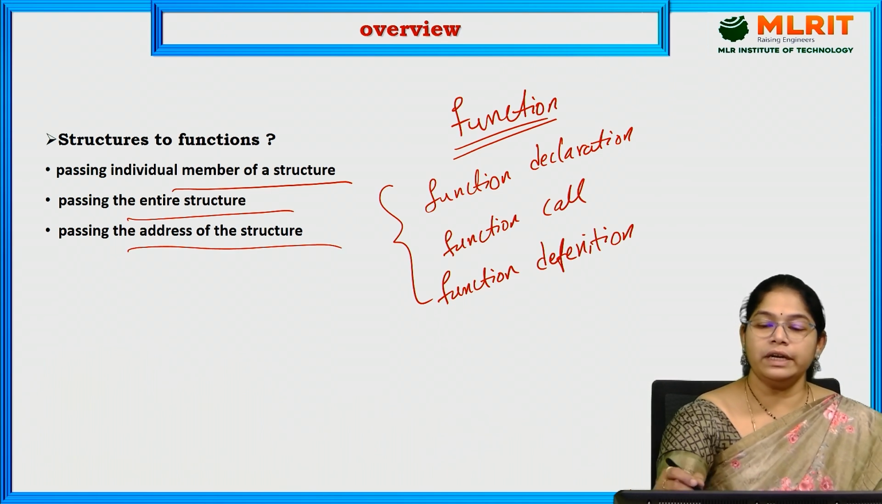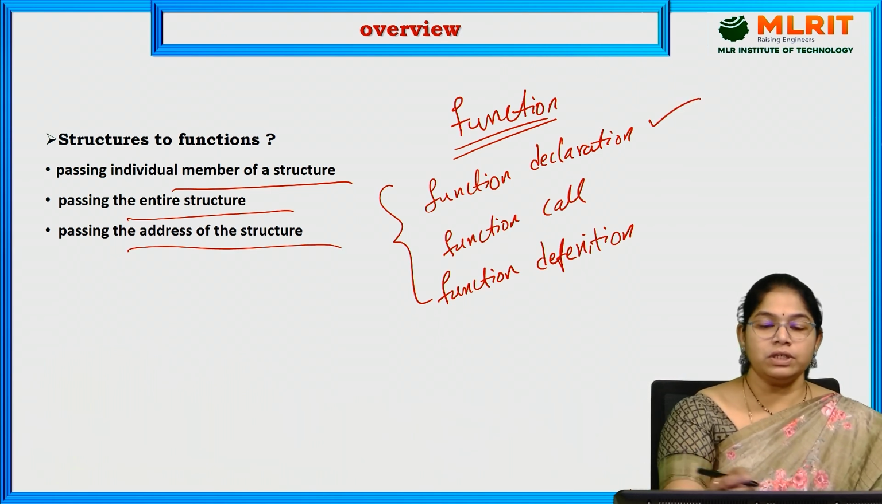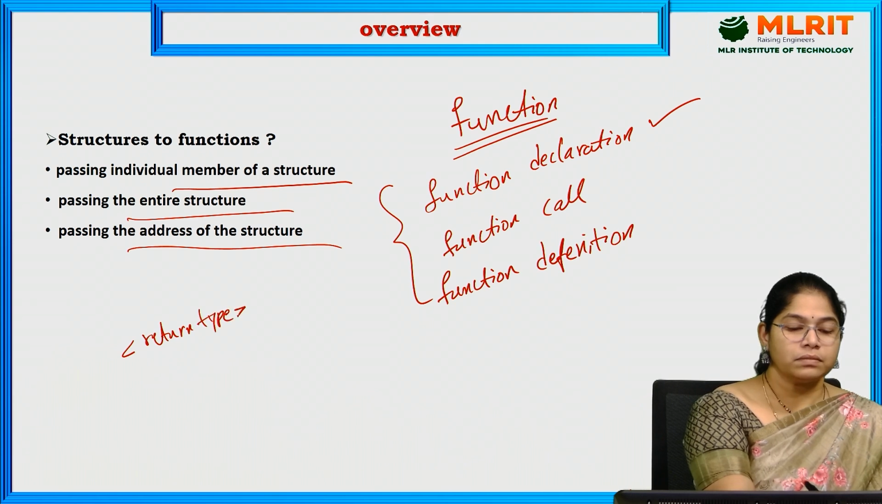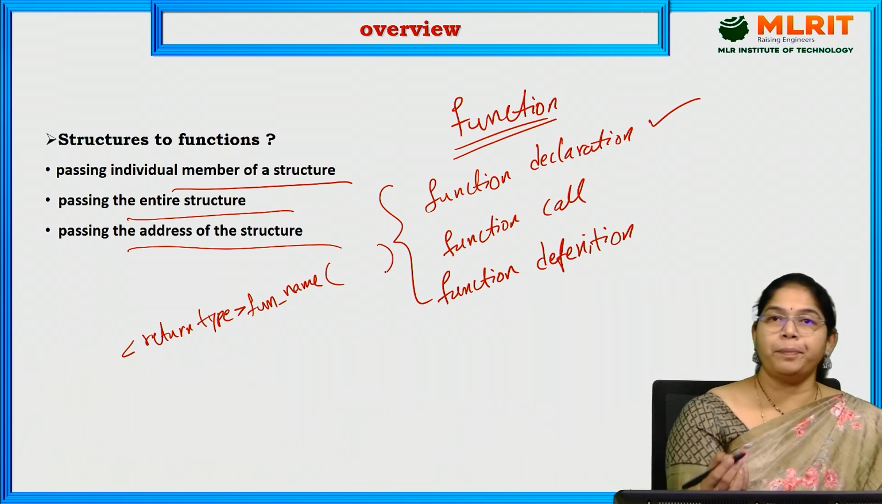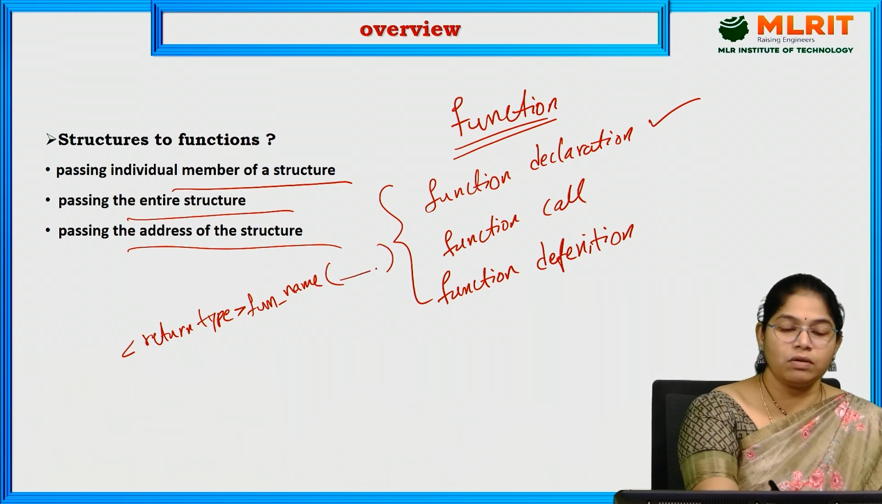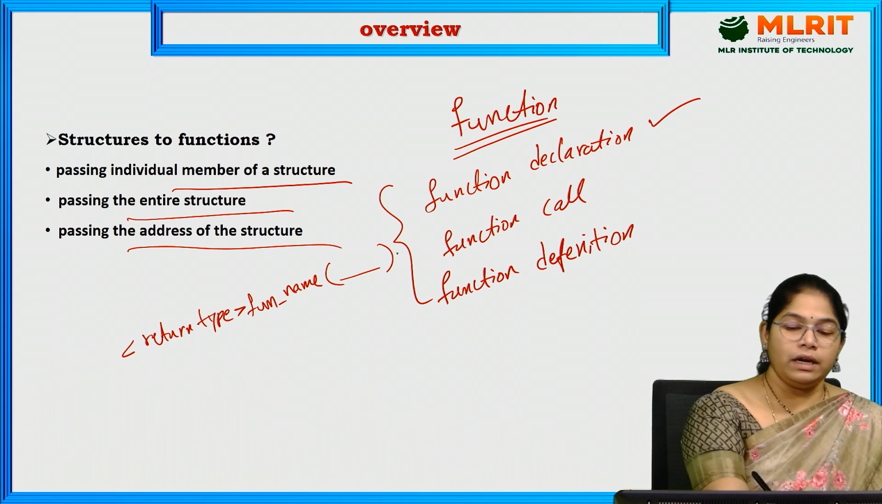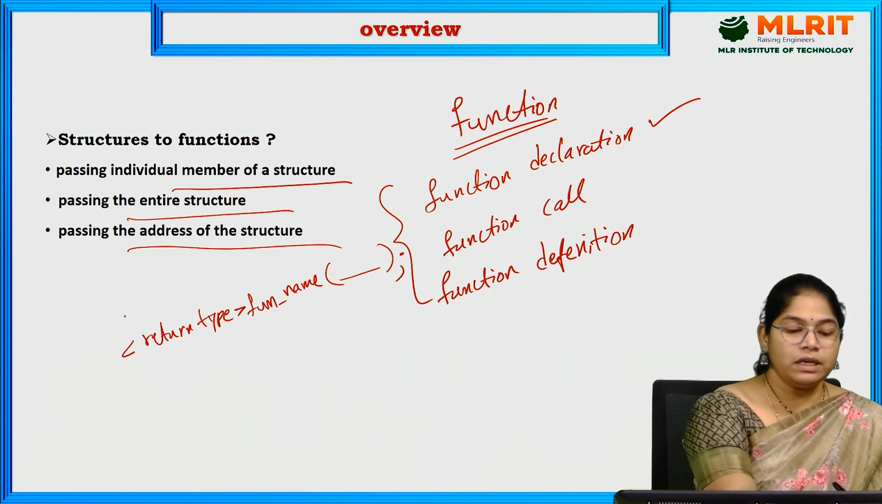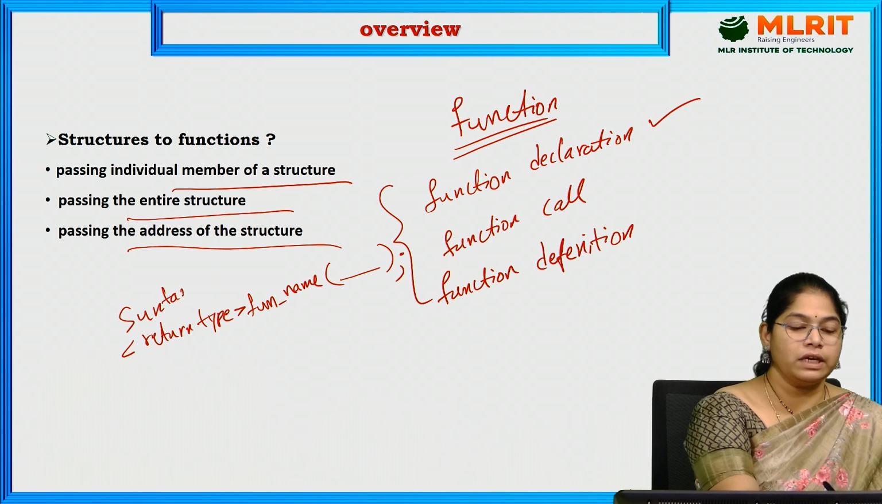So, how to write a function declaration? What is the syntax of function declaration? The function declaration syntax is return type, then function name, fun_name. Here we have a list of parameters. These are called the arguments, and the declaration must end with a semicolon. This is the syntax for function declaration.